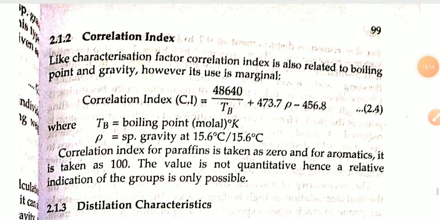Now today's topic covers the correlation index, like the C factor. It is related to the boiling point and gravity, however too useful in a marginal way. The correlation index CI is equal to 48640 by TB plus 473.7 multiplied by rho minus 456.8, where TB is the boiling point and rho is the specific gravity at 15.6 degrees Celsius by 15.6 degrees Celsius. For paraffinic it is taken as 0, and it is given on the basis of aromatics.